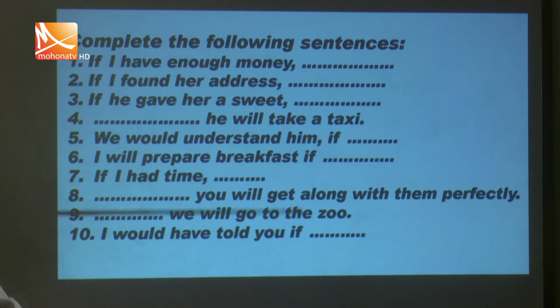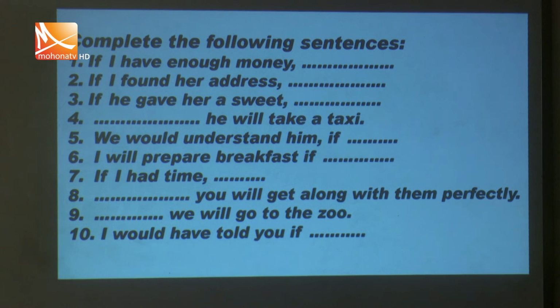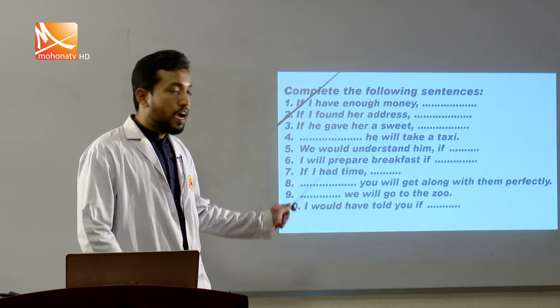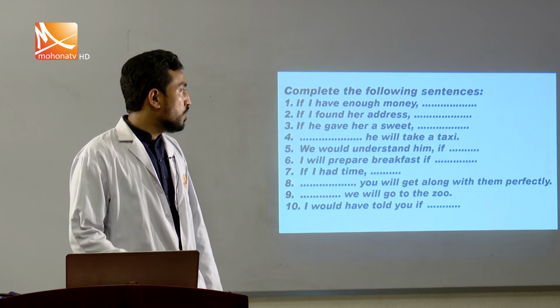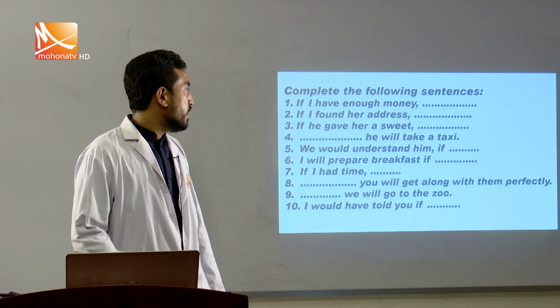It's our choice. Okay, if I found her address, here the form of verb is V2, that means past form. So this is second conditional, less possibilities here. So we will use subject plus would or could. So if I found her address, I would meet her. We can say this. Would or could, we can say. I could contact her, like this.